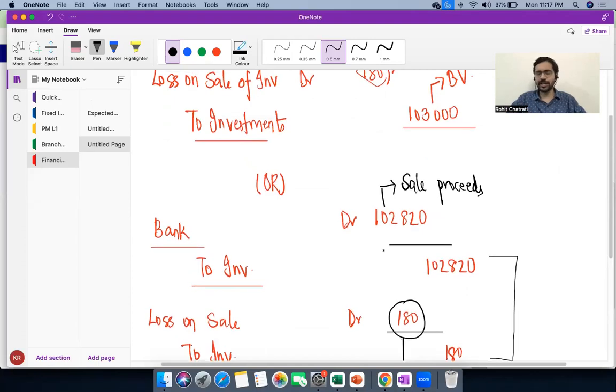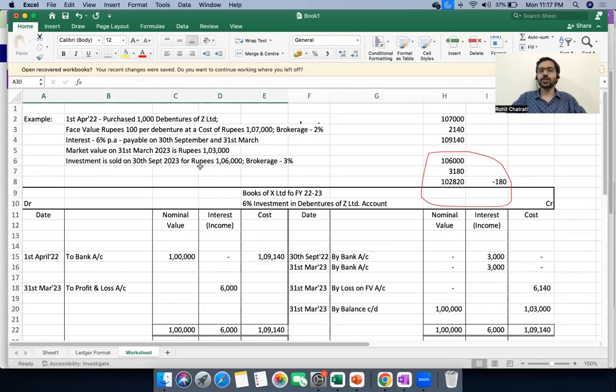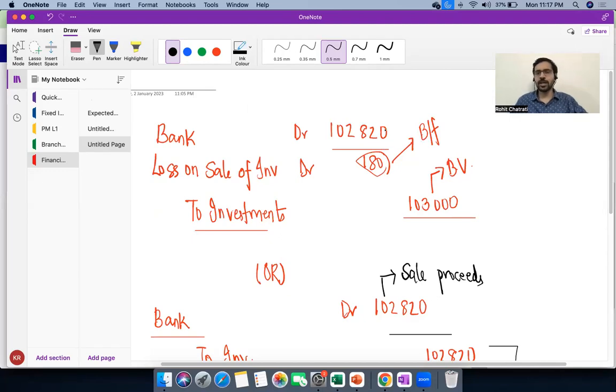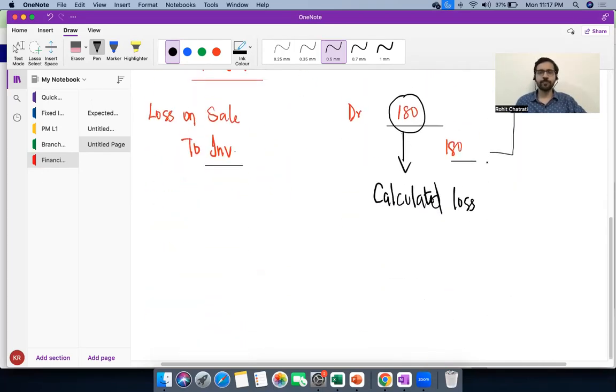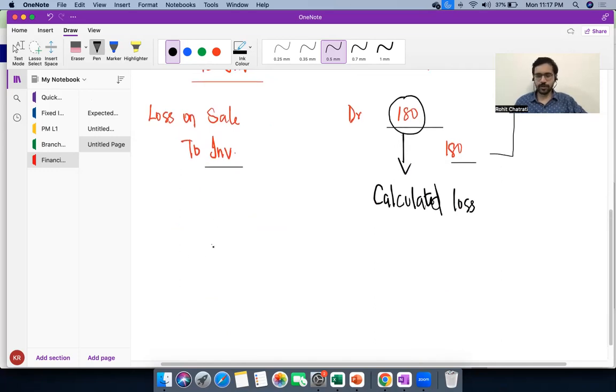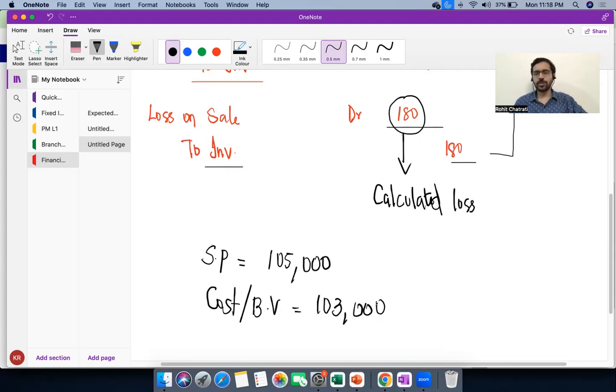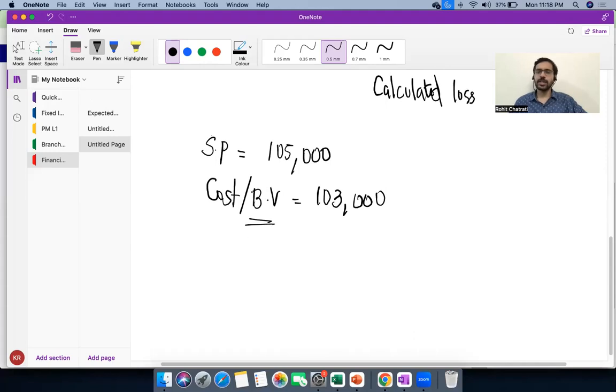Just for the sake of clarity, what you guys can do is assume that this is sold for 105,000. The cost in my books, or rather book value, is equal to 103,000. When I utter the word cost, what I'm trying to refer to is book value, guys, because the original cost was actually 109. We then brought it down to 103. So here I have got a gain equal to 2,000.